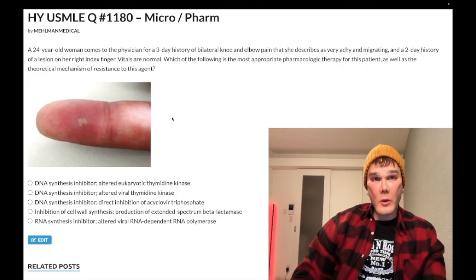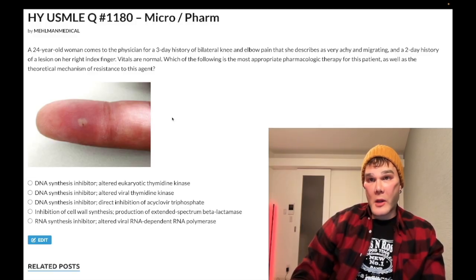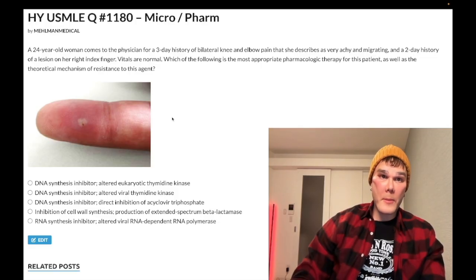So, a 24-year-old woman, 3-day history of bilateral knee and elbow pain that she describes as very achy and migrating, 2-day history of a lesion on her finger, and her vitals are normal. Then the question is asking not only the most appropriate pharmacologic therapy for this patient, but if we had theoretical resistance to this treatment, what would the mechanism be?